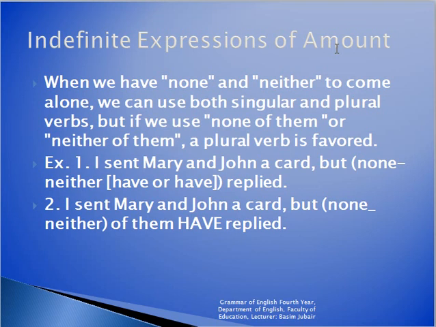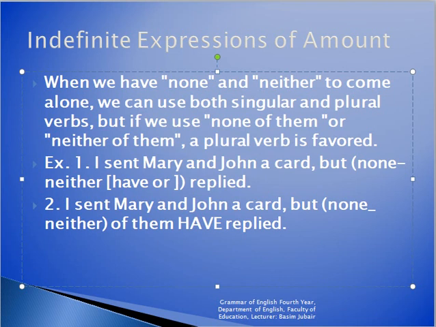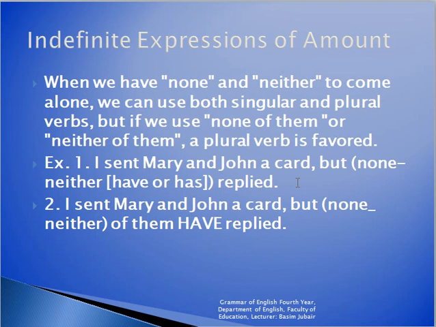For example, "I sent Mary and John a card, but neither has replied." Sorry, this should be "has." So "neither have" or "neither has replied." Two, "I sent Mary and John a card, but none or neither of them have replied." There is no room for "has." Why? Because we have "none of them" or "neither of them have replied."